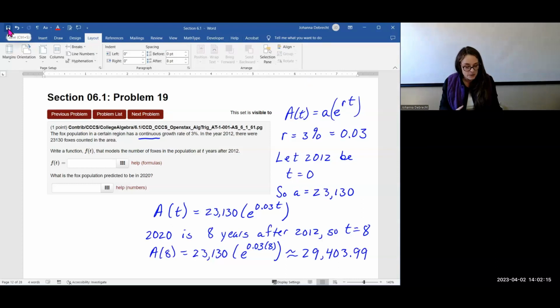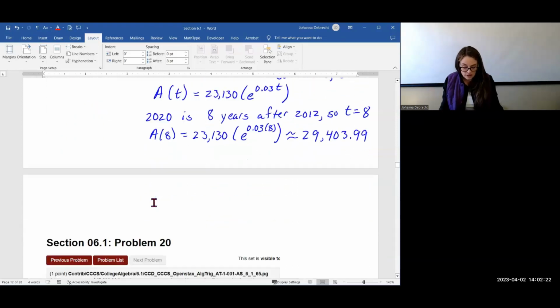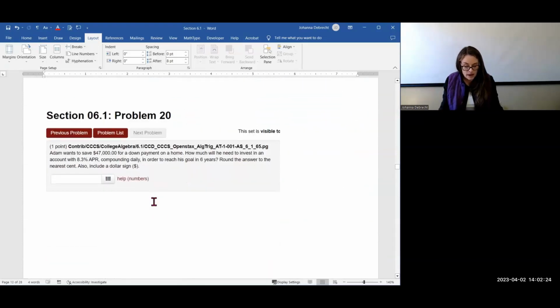All right, I think we only have one problem left to do. So let's take a look at our last problem, and then we'll be able to move on to the next section where we talk about the graphs. Adam wants to save $47,000 for a down payment on a home. How much will he need to invest in an account with 8.3% annual percentage rate, that's the nominal rate, compounding daily, we're going to use 365, in order to reach his goal in 6 years?